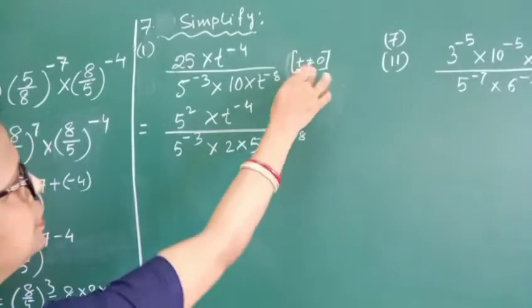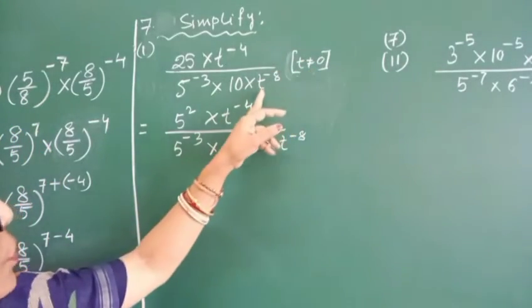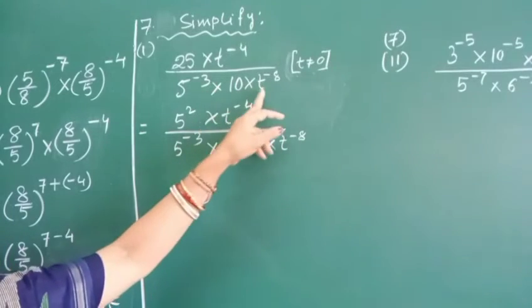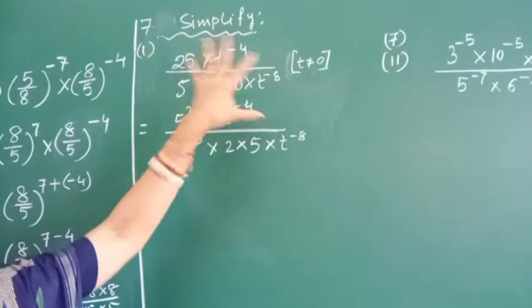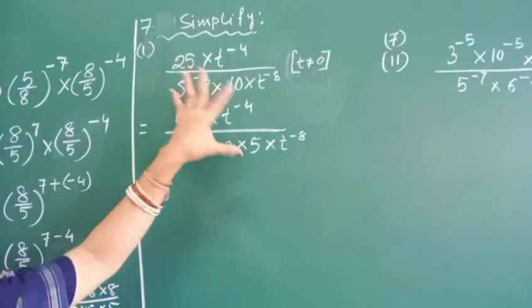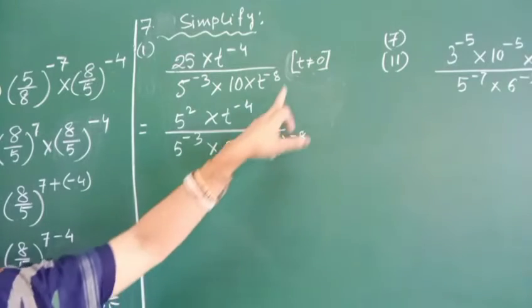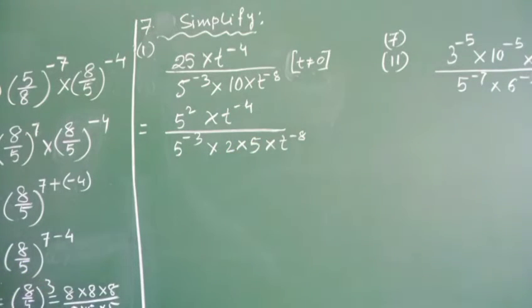It is given that t is not equal to 0. Why is it given that this t is not equal to 0? Because t is in the denominator. If the denominator becomes 0, then the full sum has no existence. So it is always when a variable is used in the denominator, the instruction is written in this way. You will find it afterwards also.